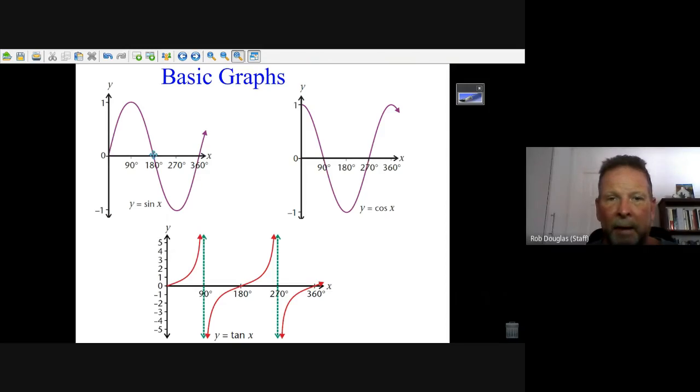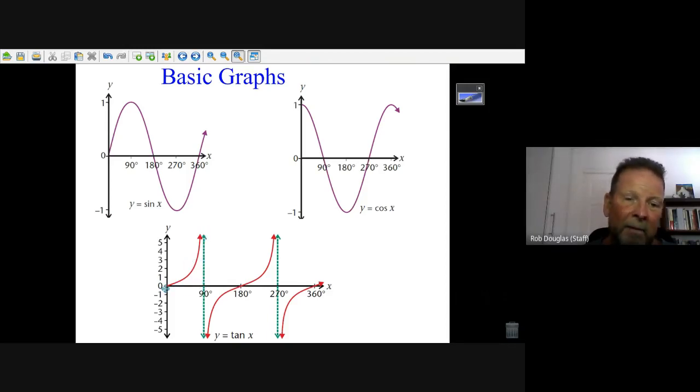And cosine, you have to know it's the same wave, but it starts at 1, then 0, minus 1, 0, and 360 degrees back to 1. So if they say, what's the cosine of 180 degrees, you can draw this picture and just show that it's equal to minus 1. And you have to know the basic tangent graph, that the tangent of 0 is 0, but the tangent of 90 degrees is undefined.